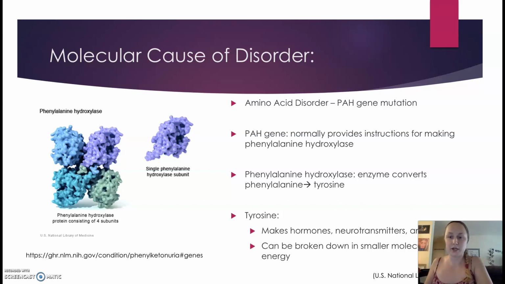PAH gene mutation is actually the technical cause. So what happens is there's a PAH gene where the mutation is, which normally provides instructions for making phenylalanine hydroxylase, which is an enzyme. This enzyme normally converts phenylalanine into tyrosine, which then makes hormones, neurotransmitters, and melanin, but this can also be broken down into smaller units that can also be used for creation of energy. Classic PKU occurs when this phenylalanine hydroxylase activity is basically absent or significantly reduced, and there is a severe buildup of phenylalanine.